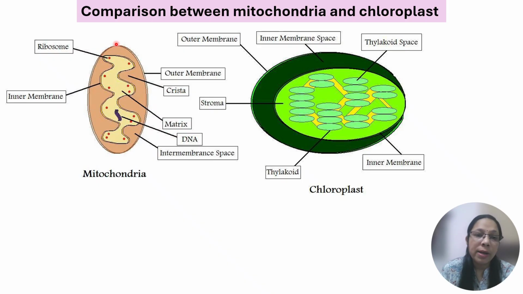Function wise, mitochondria are involved in ATP generation, whereas chloroplast is involved in glucose production. It is called as powerhouse of cell, mitochondria, whereas chloroplast is called as kitchen of the cell. So remember these main similarities and differences, and we'll move to the next organelle in next video.